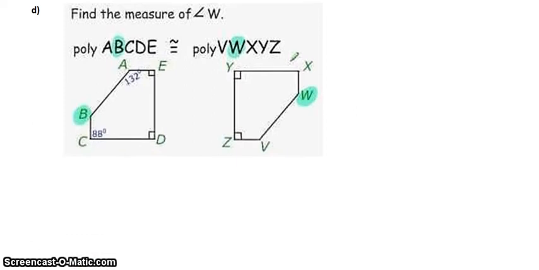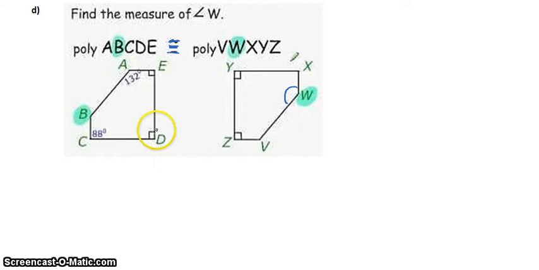What about when they're not triangles? It says find the measure of angle W. Okay, now this says polygon ABCDE, and this is the American symbol for congruent. So it's saying that these two things are congruent. Okay, so they want me to work out this angle here, angle W.